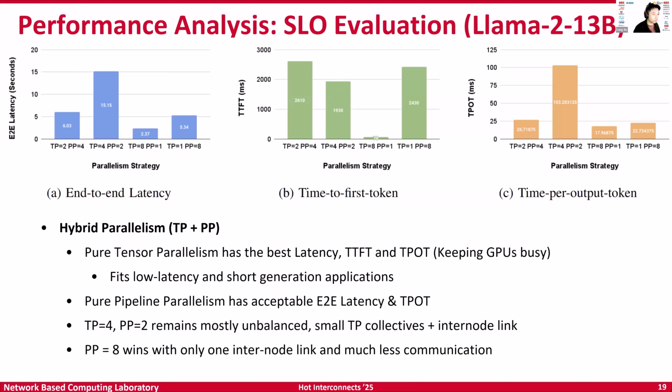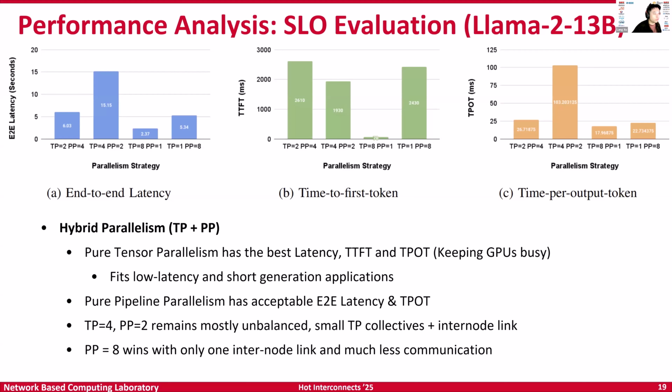And PP8 wins with only one internode link. Although we have a really large amount of data dependency here, given the actual speedup from the computation and much less communication over a long sequence of decoding stages, we are seeing PP win in this case.